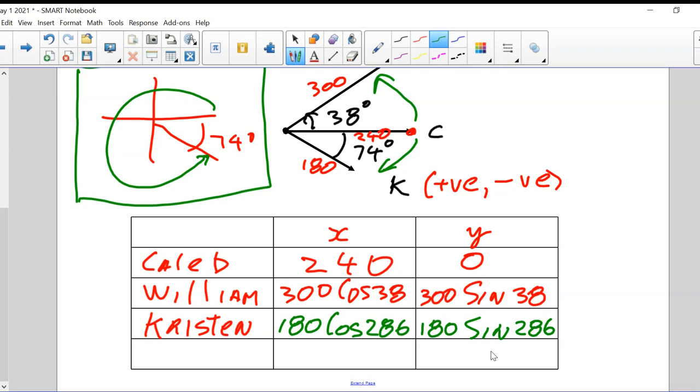Go ahead now. Take 240 plus 300 cosine 38 plus 180 cosine 286. Understand that you're going to get a negative value for your sine of 286, and that's fine. What we're ending up with is the components of where the final vector is going to land when we add all of these different components together. So 240 plus 300 cosine 38 plus 180 cosine 286 is going to give me my new x. 0 plus 300 sine 38 plus 180 sine 286 is going to give me my new y.